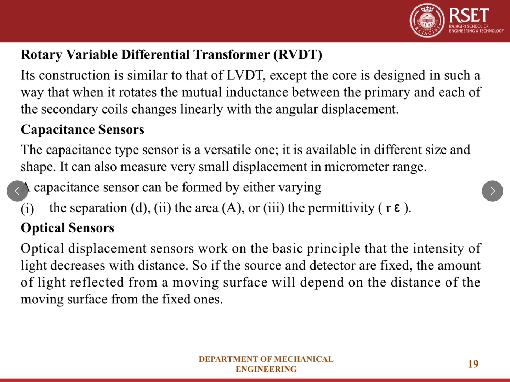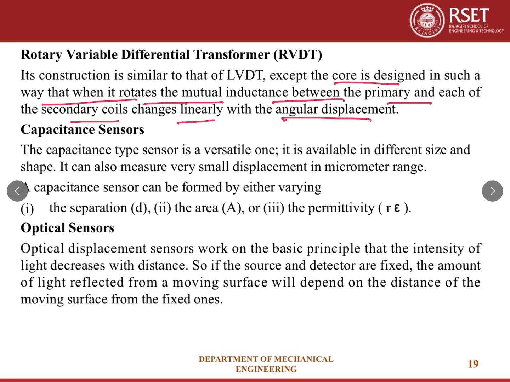Next, the rotary variable differential transformer or transducer, that is RVDT. Its construction is similar to LVDT, but the core is designed in such a way that when it rotates, the mutual inductance between the primary and each of the secondary coils changes linearly with the angular displacement. That is, when the core is rotated, we can measure rotational motion, the angular variation.